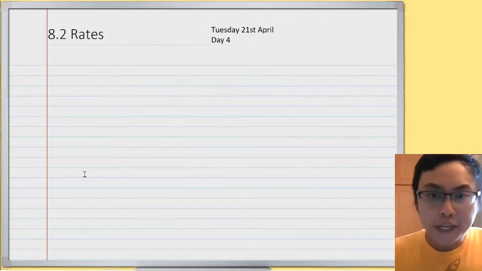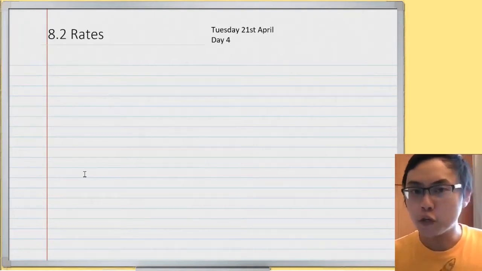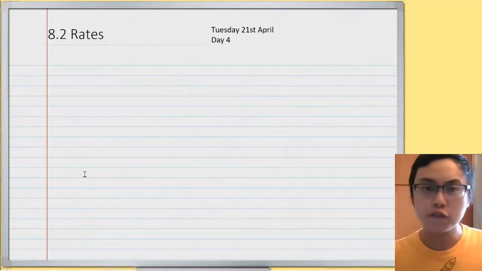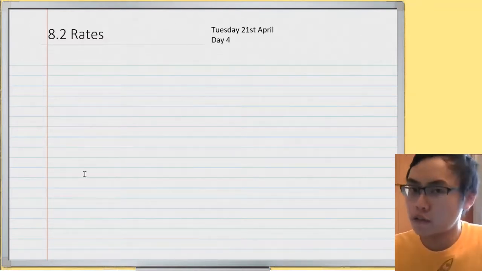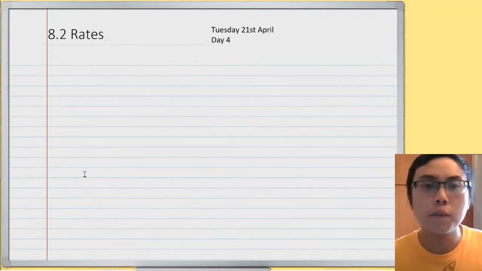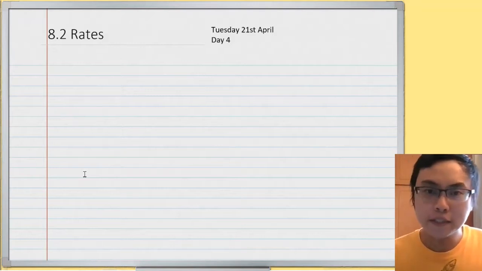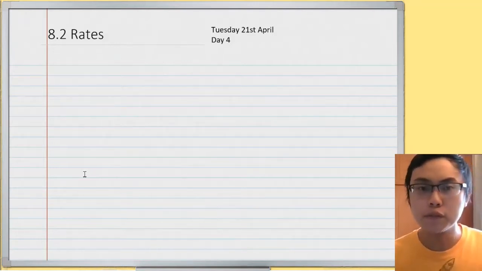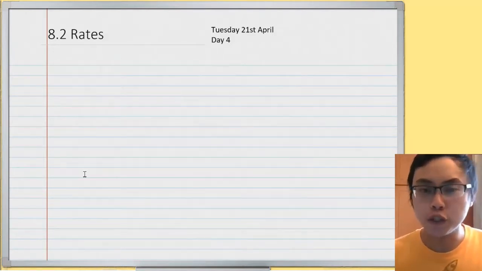So we're talking about rates this lesson. Have you ever been to a supermarket and you go to buy some tomatoes, for example, and you see that you can buy 5 tomatoes for 12 Hong Kong dollars? I'm going to work in Hong Kong dollars because that's what we're used to. And so that is called a rate.